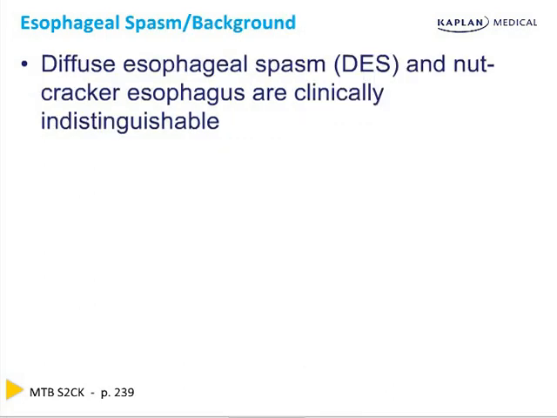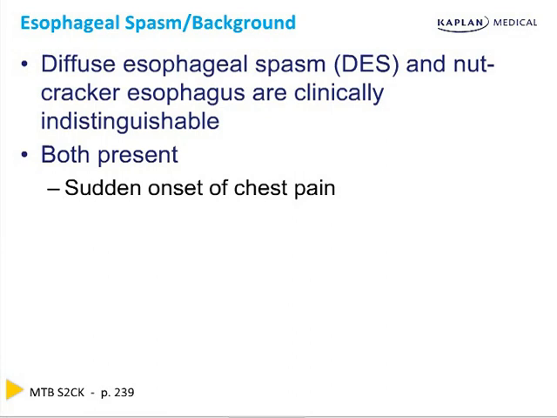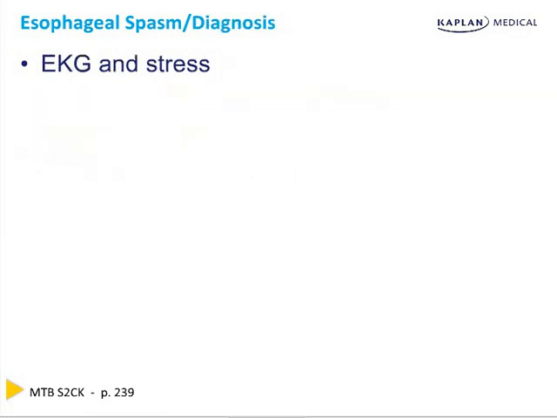Diffuse esophageal spasm and nutcracker esophagus are clinically indistinguishable. They both are going to present with severe sudden onset of chest pain that's not related to exertion. The most important part of working up esophageal spasm is to make sure that cardiac causes of chest pain are ruled out. Therefore, you must get an EKG and stress test. What you'll find is they're normal.